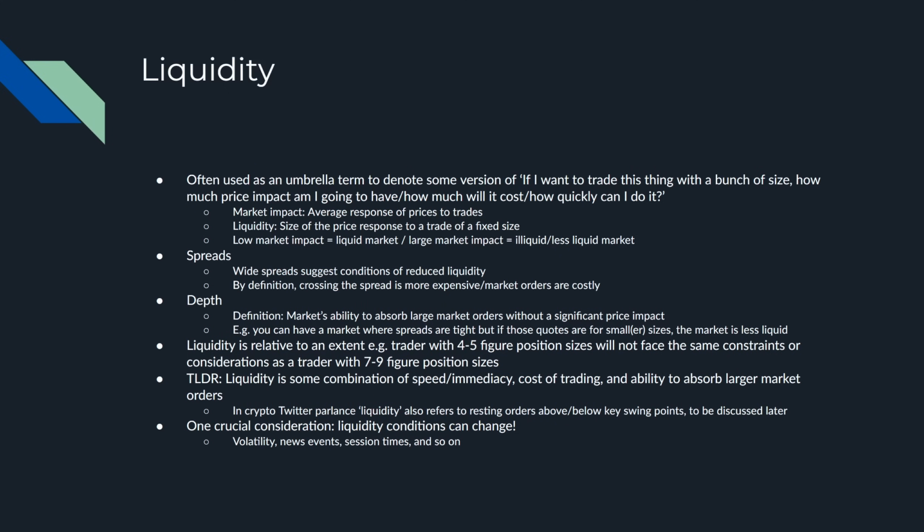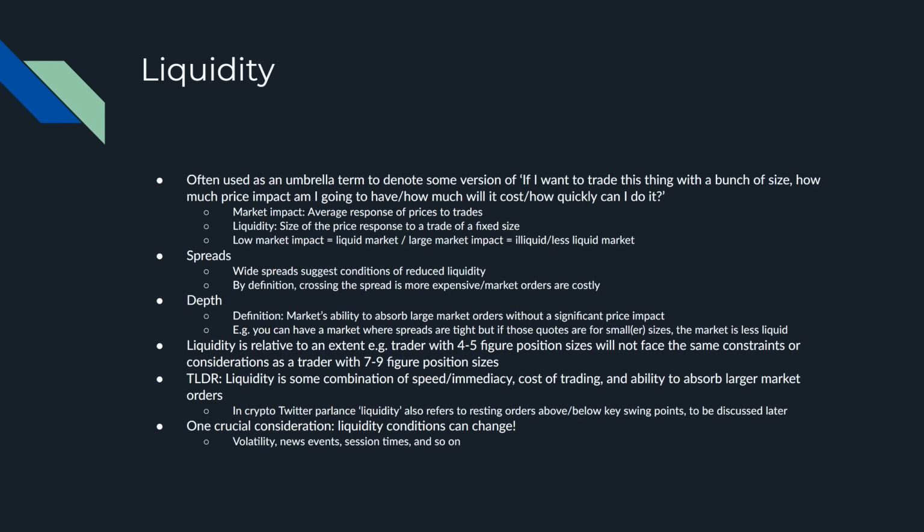So just to further define some terms, market impact is the average response of prices to trades. So if the average response of prices to trades is large, say that's large market impact. If it's not, it's smaller. Liquidity, the specific sub-definition, is the size of the price response to a trade of a fixed size. And that sets up this relationship, where if there's low market impact, you would say that's a liquid market. And if there's large market impact, you would generally say that's an illiquid or a less liquid market.